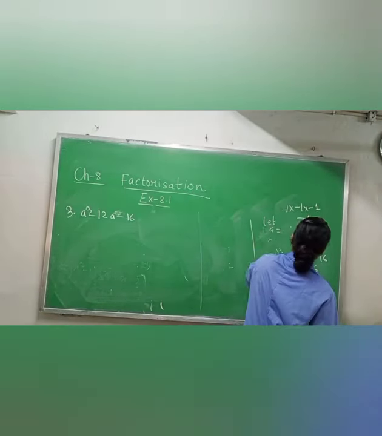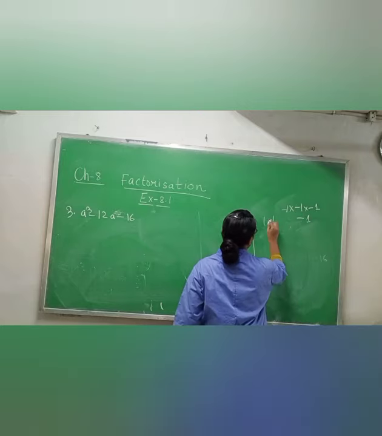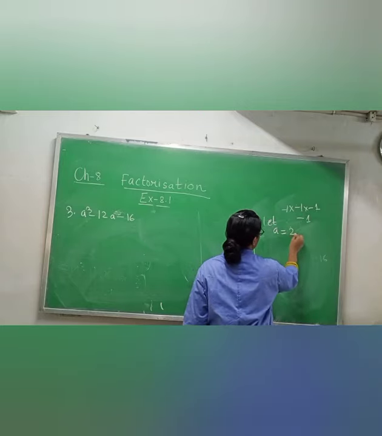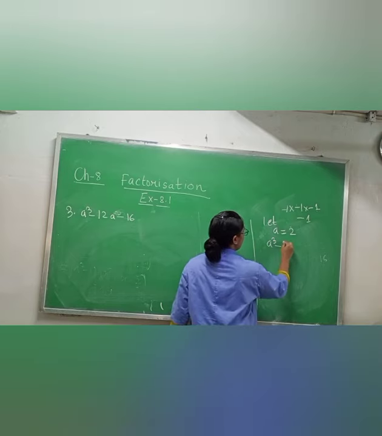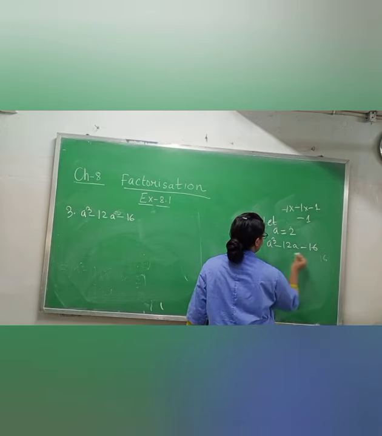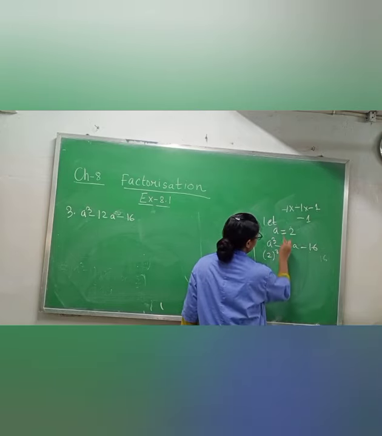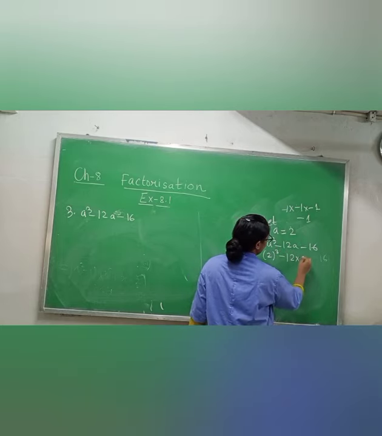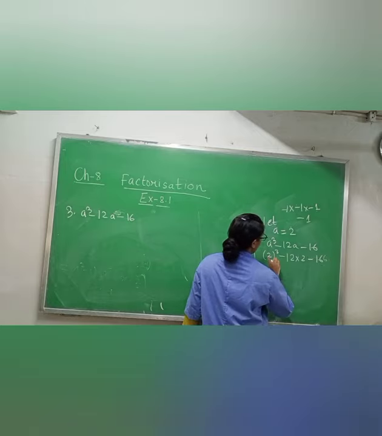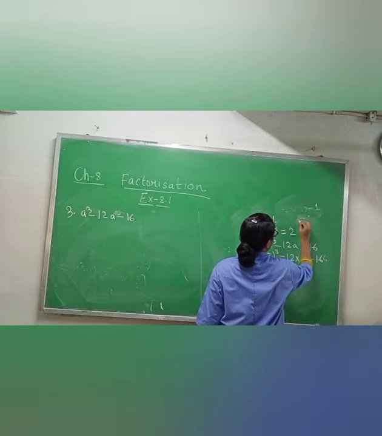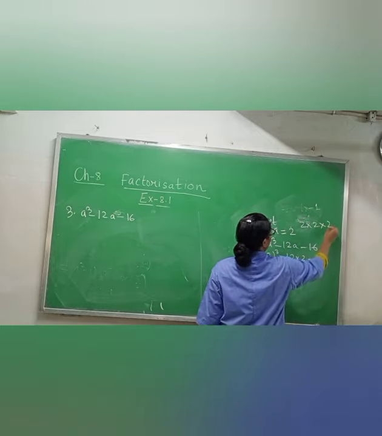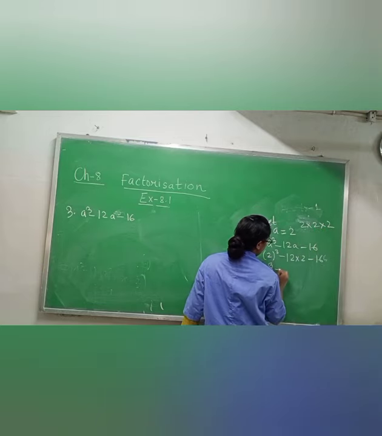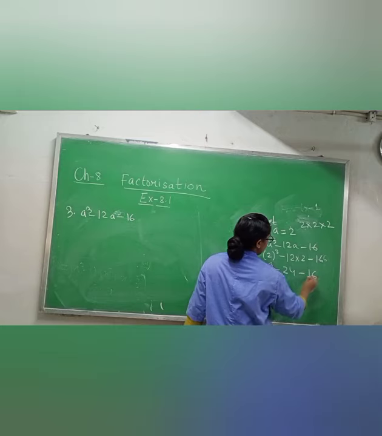Now come to a equals 2. Let a equals 2. Again a cube minus 12a minus 16. Now in place of a, what will we put? a equals 2, 12 into 2 minus 16. 2 cube means 2 will multiply 3 times, 2 into 2 into 2. 2 twos are 4, 4 twos are 8. Minus 12 into 2, 24, minus 16.